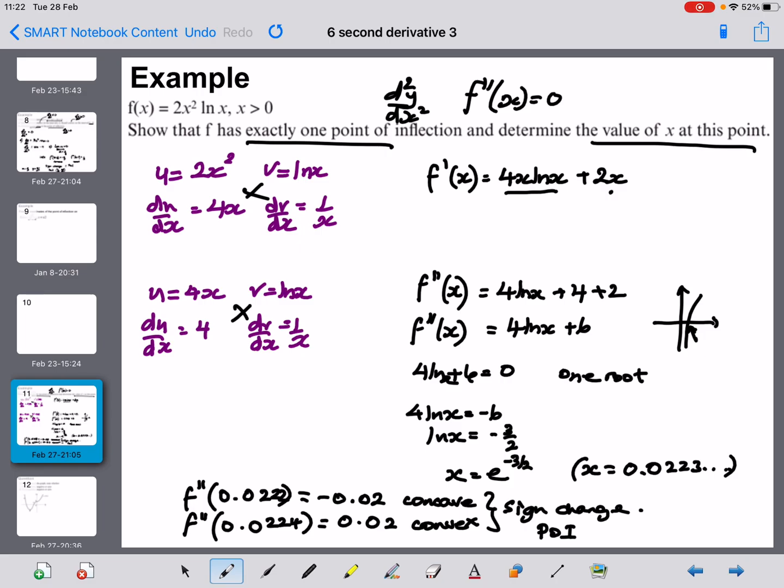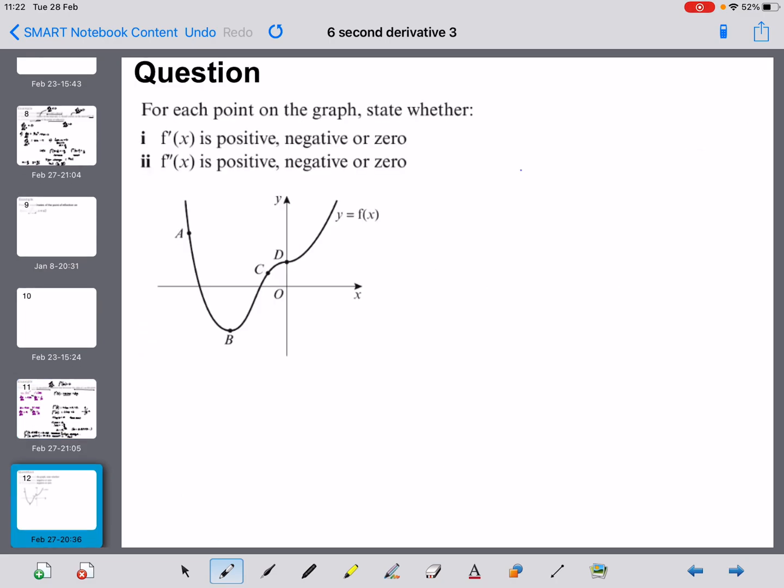Okay, let's have a look at one more. Slightly different. So for each point on the graph, state whether the first derivative is positive, negative or 0, and the second derivative is positive, negative, or 0. So I want you to pause the video now and just have a little think about what you know about the gradient at each point.